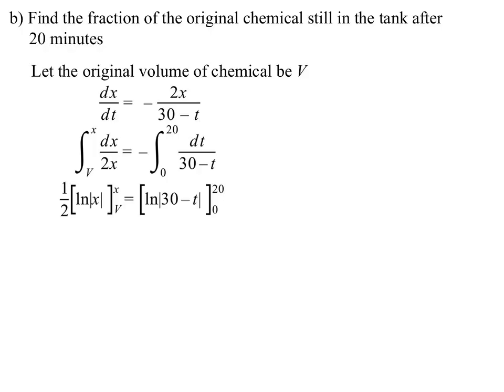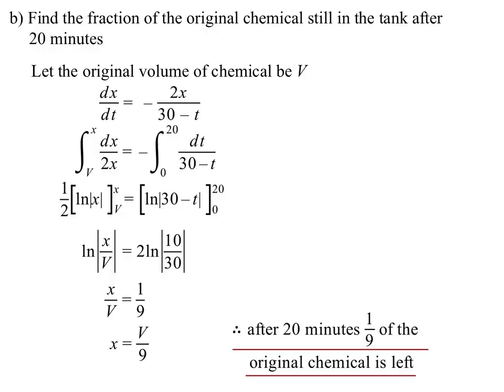I end up with, well, they're both log functions. If I bring that 2 in, by the log laws it becomes squared. 1/3 squared is 1/9, so I get V over 9. After 20 minutes, 1/9 of the original chemical is left.